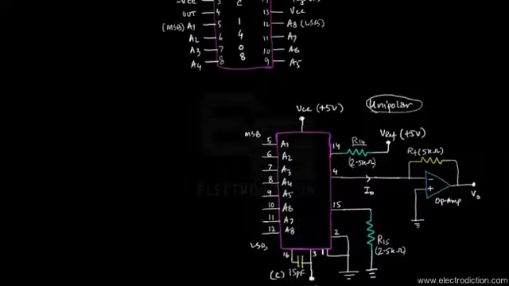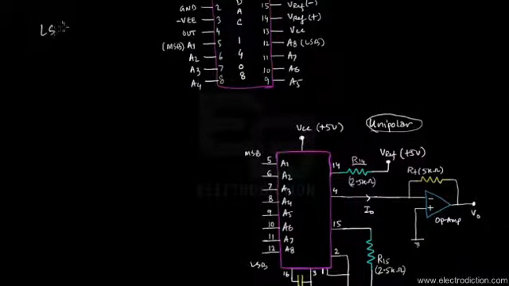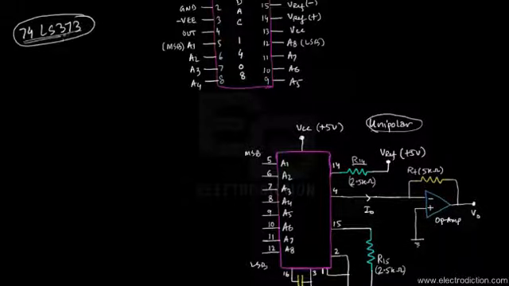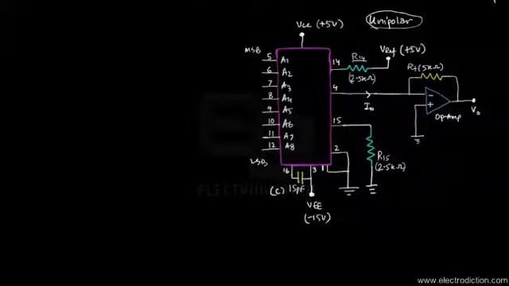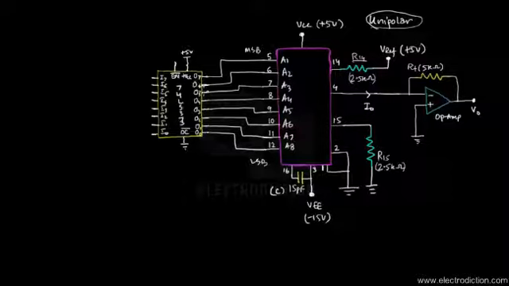So let's use the latch chip named 74LS373, which is also used for address data bus multiplexing and demultiplexing with an 8085. Let's use this particular chip along with the DA converter. So here we've incorporated the 74LS373 latch chip along with the DAC 1408A. This is how we connect the latch with this DA converter.